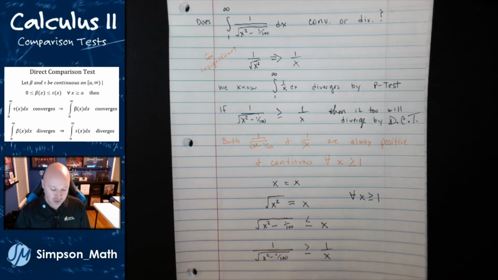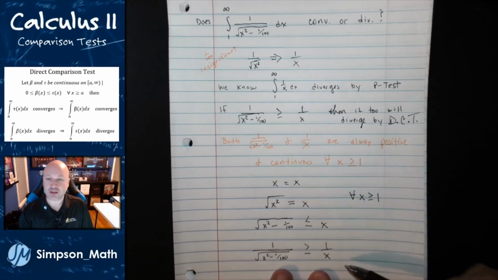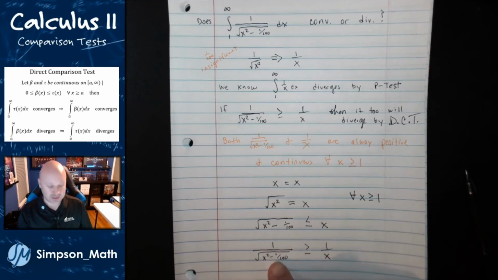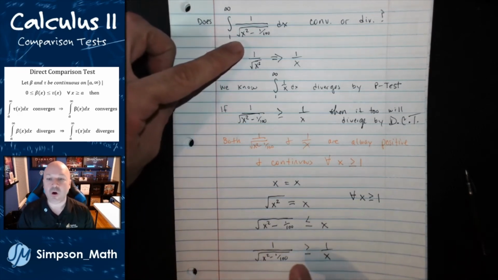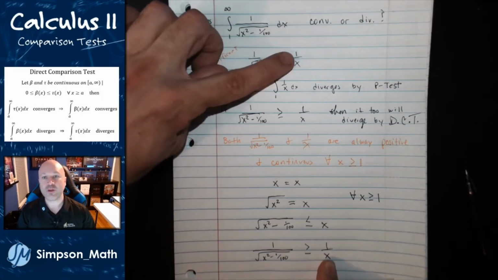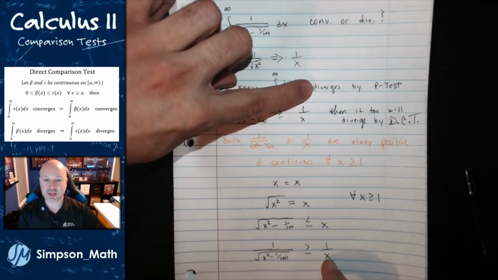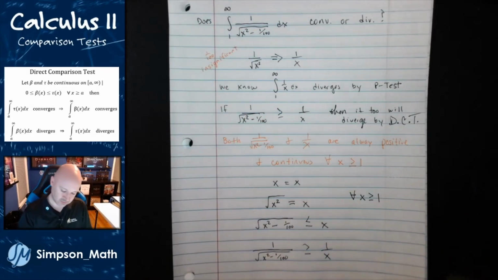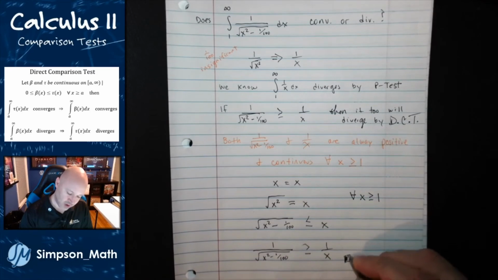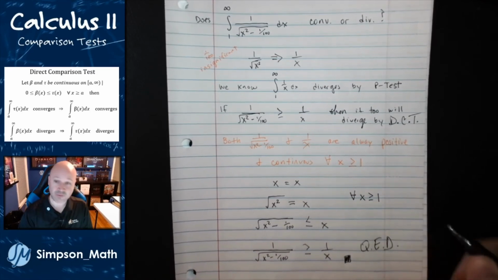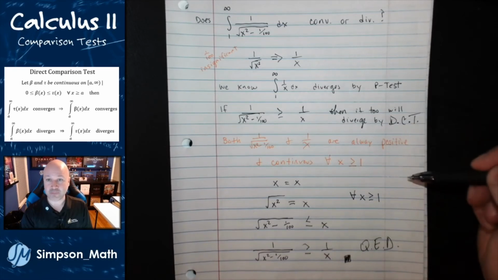Okay, I've just done it. I have kind of shown algebraically and just making sure logically that all makes sense, that this given integrand that we were given is always bigger than or at least equal to 1 over x. We know 1 over x diverges. Because this is bigger, it must also diverge. Quod erat demonstratum, QED. I've said all I need to say.